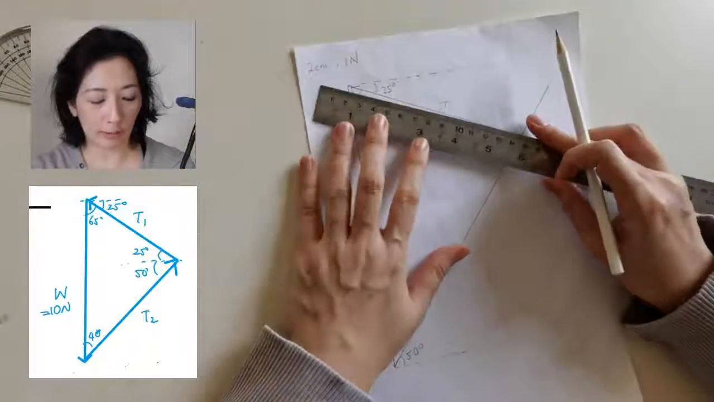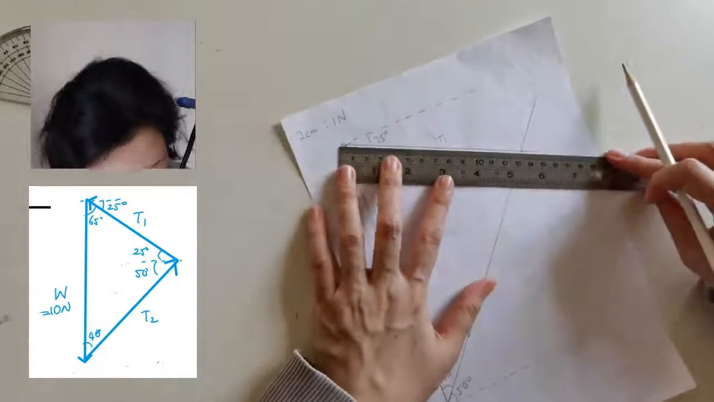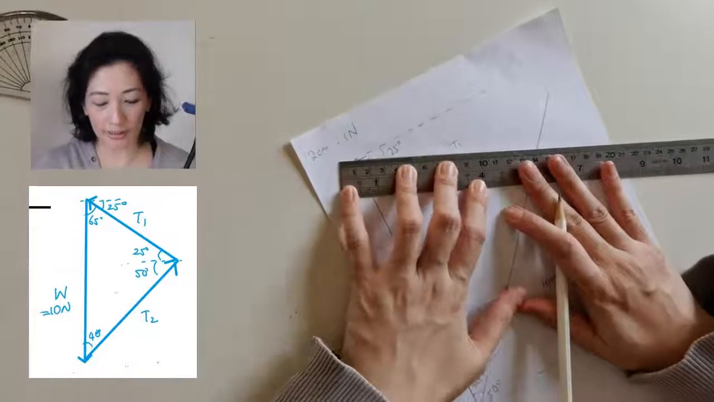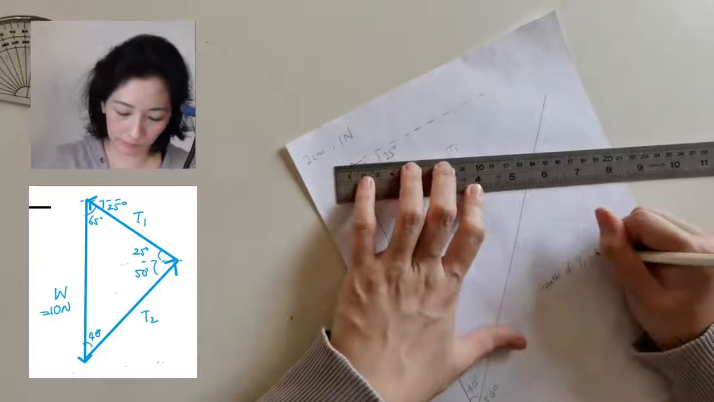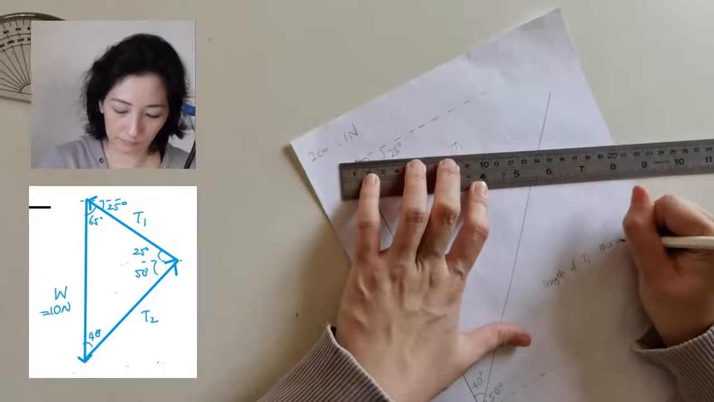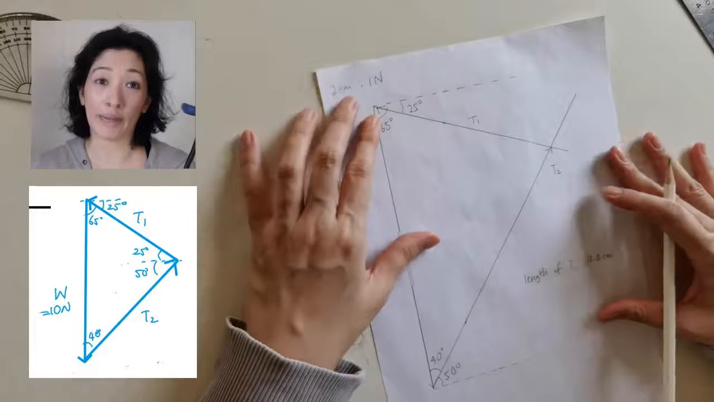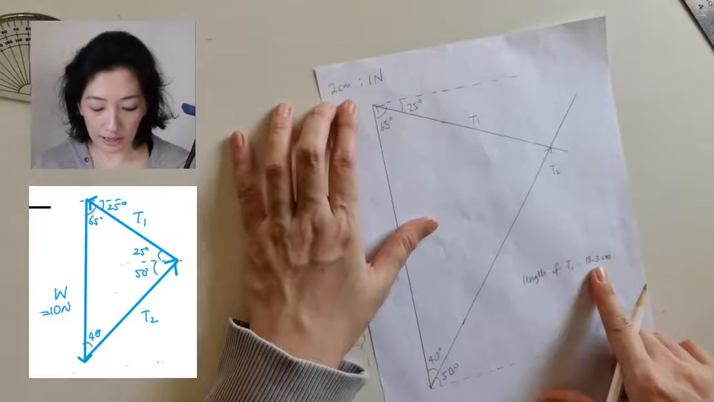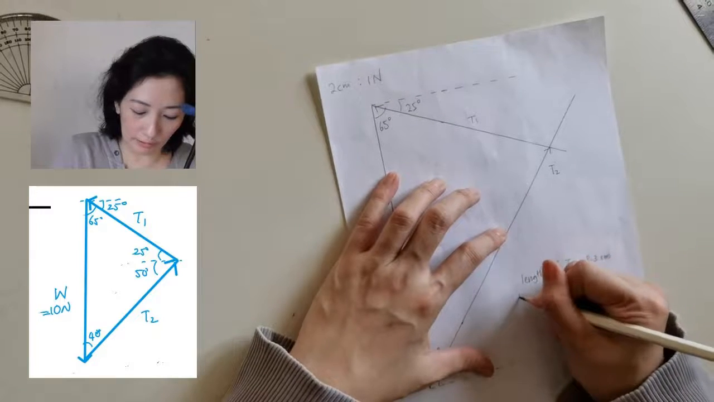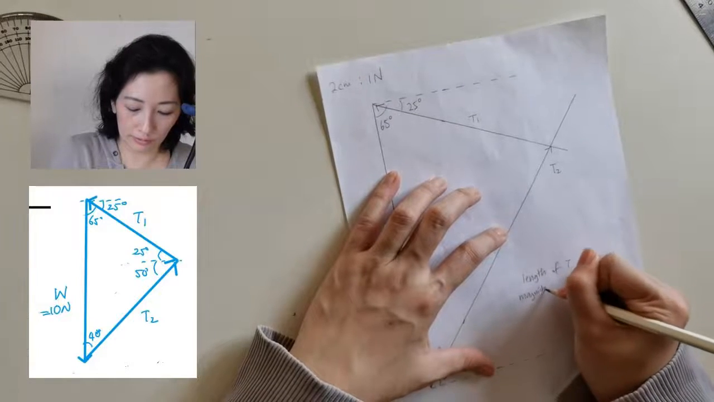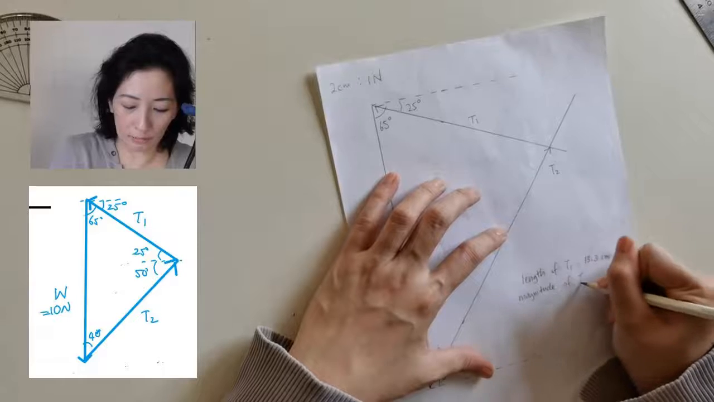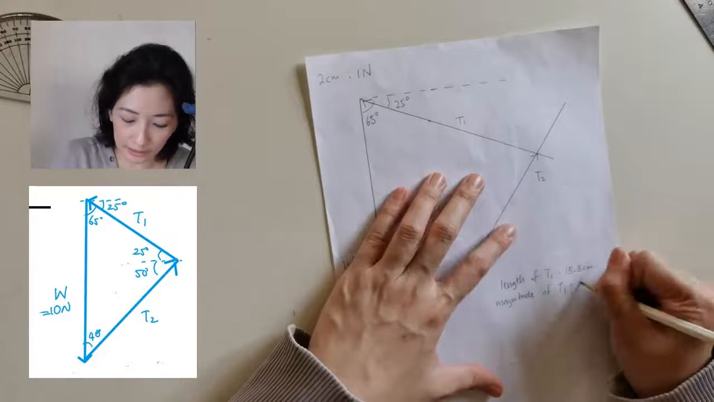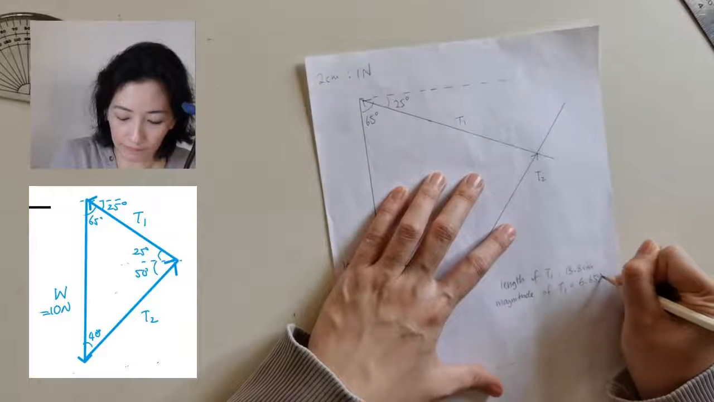So let's measure T1 first. T1 has a length of 13.3 centimeters. In order to obtain the magnitude of the force, what we need to do is we need to use the scale and convert it back to Newton, which means the magnitude of T1. So take the length and divide it by 2. So this will give us 6.65 Newton.